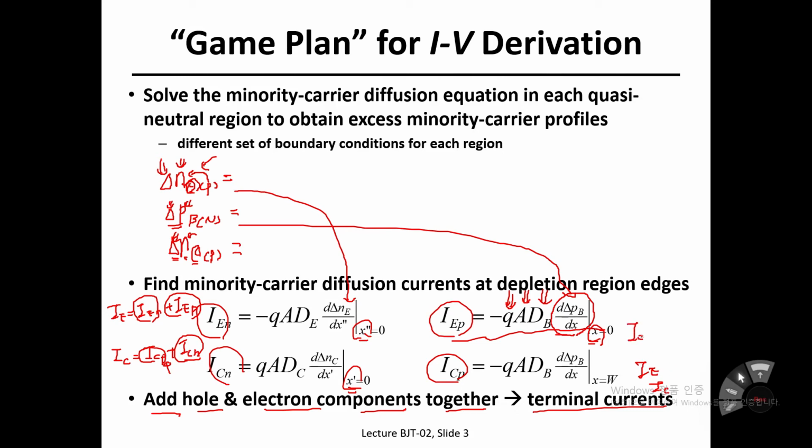Then since IE is equal to IB plus IC, IB is base current. So since you know those two current components, IB is very simple, right? Just take IE minus IC is equal to IB. Okay, that was our game plan for current voltage derivation in PNP BJT.